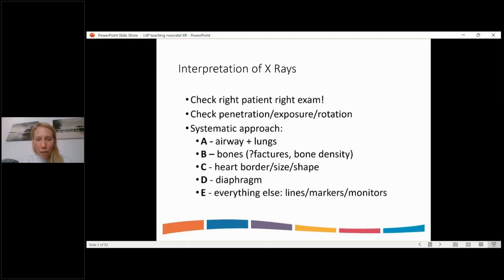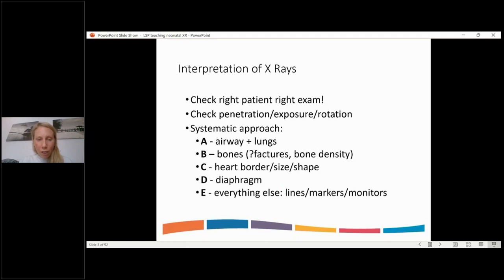In particular, look for fractures and bone density. It's really common to have a clavicle fracture on an x-ray that's missed because we've done the x-ray for chest reasons and we're not looking at the bones. And the same for bone density and rib fractures. It's just important to consciously look at those.